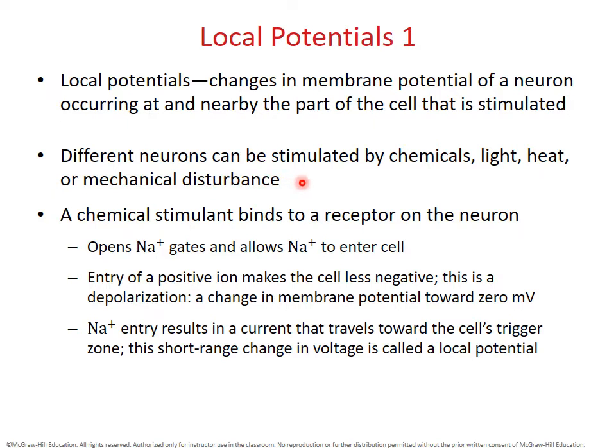Some respond to stretch. Sensory neurons located in the walls of blood vessels can sense the stretch in the wall of the blood vessel, and that's a main mechanism whereby we monitor blood pressure, for instance. So we have a variety of different kinds of neurons that each have their own what we call modality, meaning they each have their own specific kind of environmental signal that will stimulate them to create a local potential.